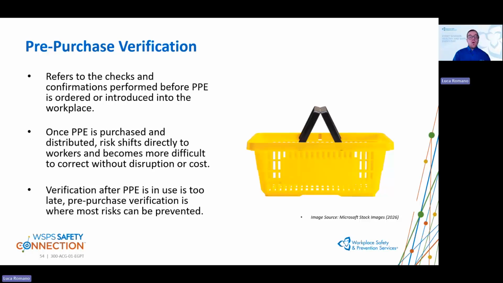We have to realize that once it's purchased and we've distributed it to the workers themselves, it becomes worker risk very quickly. Once we have it in place and it's in use, it might lead to a bigger disruption and potentially a higher cost, whether that's direct costs, emotional costs, or actual harm to workers. Verification after PPE is in use is too late. If we have this in place appropriately, we can mitigate a lot of the risk up front.